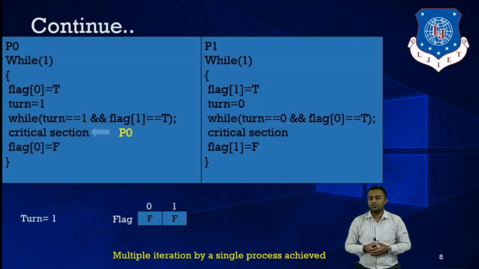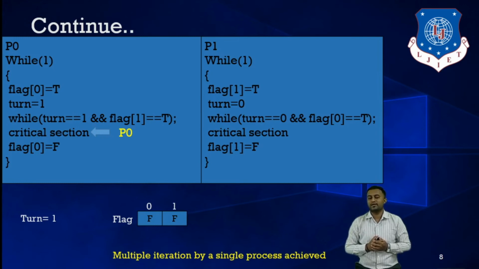So once P0 has used the critical section and comes out from the loop, flag of 0 would definitely be false. So I have set flag of 0 equal to false. Now again P0 wants to enter the critical section, so we need to set flag of 0 equal to true.